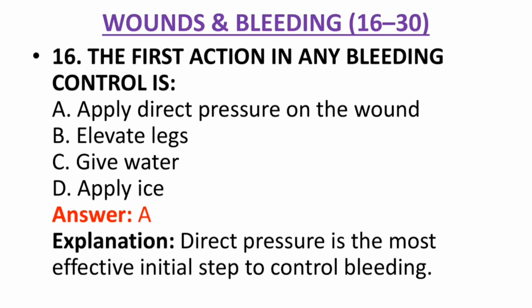The first action in any bleeding control is: option A, apply direct pressure on the wound; option B, elevate legs; option C, give water; option D, apply ice. The correct answer is option A, apply direct pressure on the wound. Direct pressure is the most effective initial step to control bleeding. The first action in any bleeding control is to apply direct pressure on the wound.